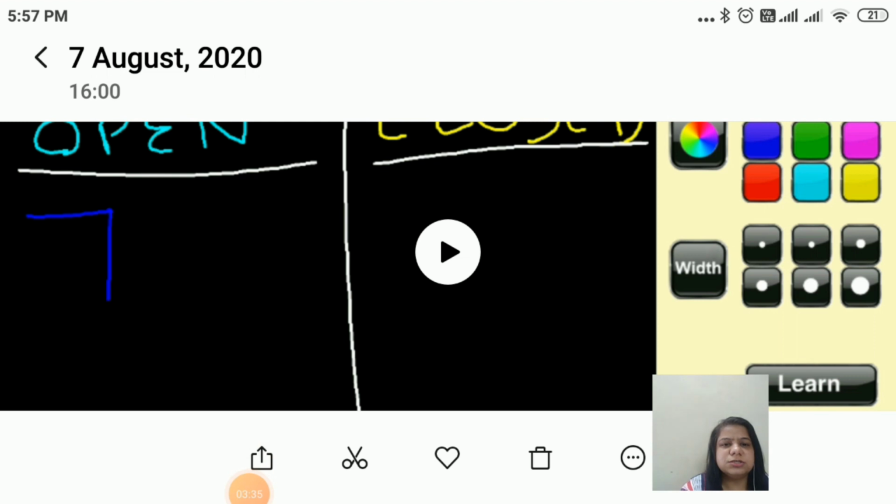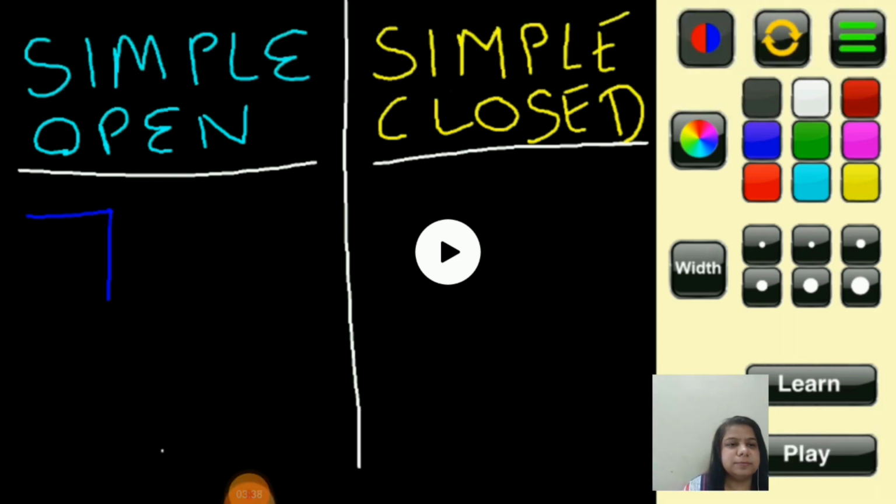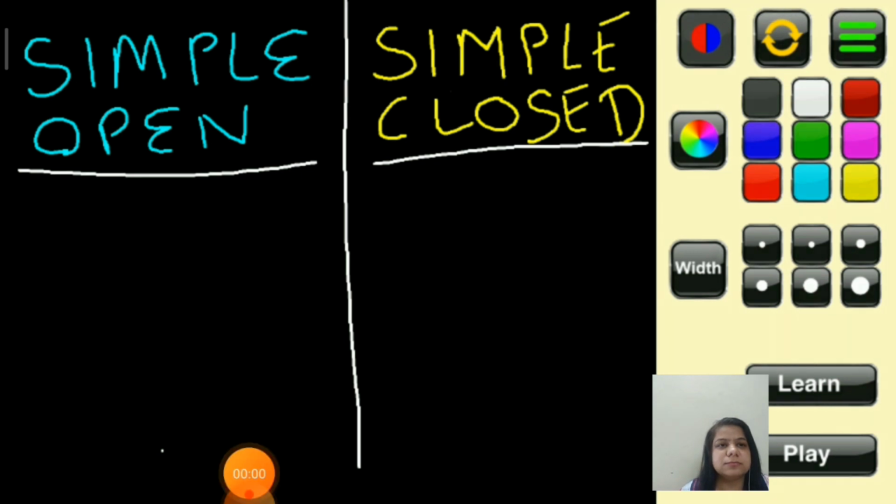So students, now we will discuss the difference between simple closed and simple open curves. Okay, now let's see what a simple open curve is. Simple means it does not cross itself, and open means the starting and ending points must be different. So see, this is the first example of a simple open curve. You can see this curve does not cross itself, and its starting and ending points are different as well.